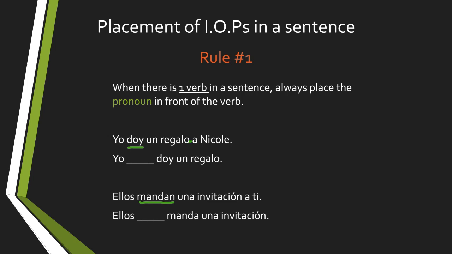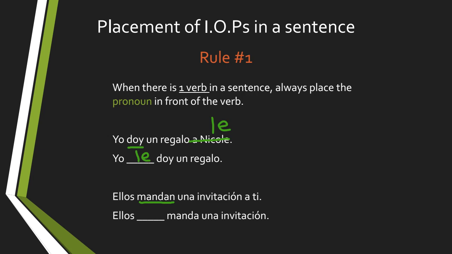If I want to get rid of my indirect object a Nicole and replace it with a pronoun, I'm going to put that pronoun in front of the verb. So yo le doy un regalo. I give her a gift. Notice that in English, we put the indirect object pronoun after the verb, but in Spanish, we put it before the verb when there's one verb in the sentence.